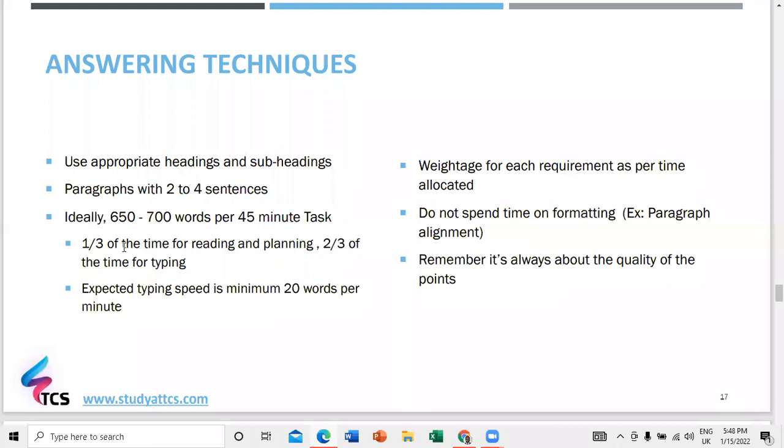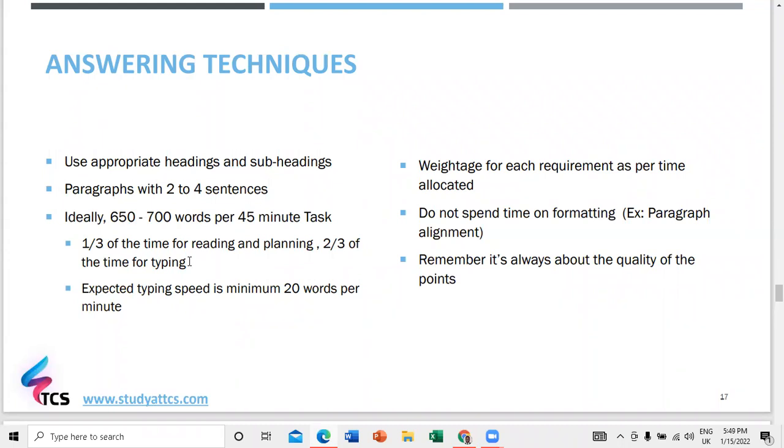And let's look at time allocation. 1/3 of your time should be allocated for reading and planning, and 2/3 of your time should be allocated for typing. I've seen so many students read the requirement, and right after reading it, they start typing their answer, and halfway through they realize that they are writing something else. They are headed in the wrong direction. So they have to delete everything again and they panic. Because of that, they run out of time.